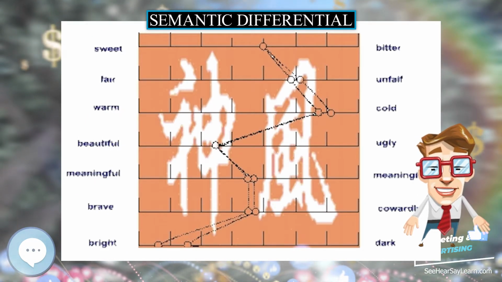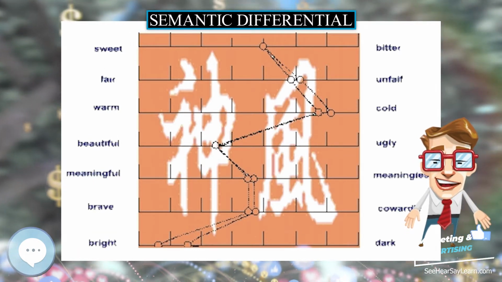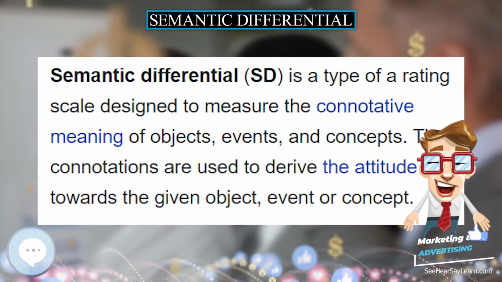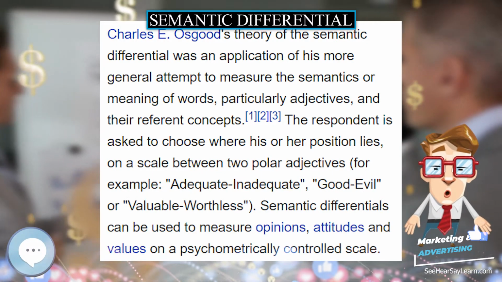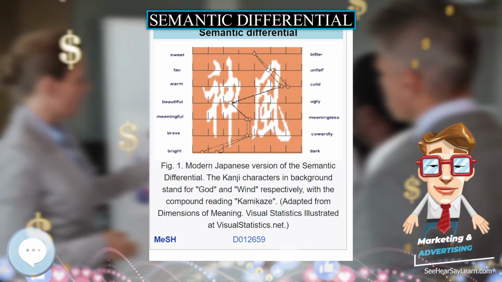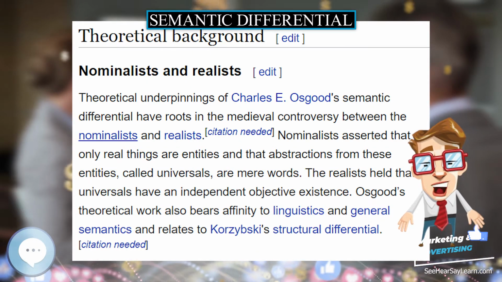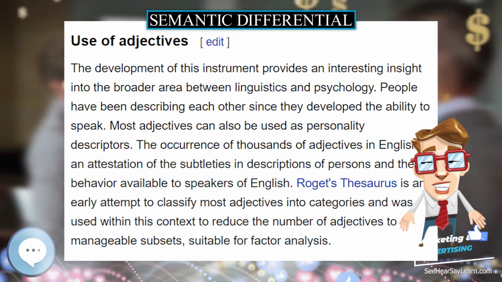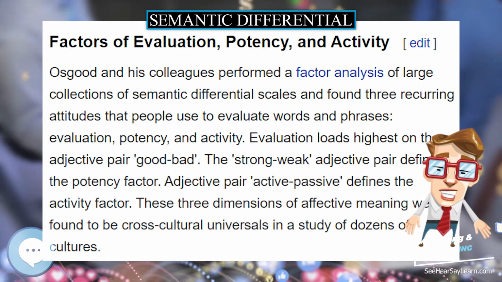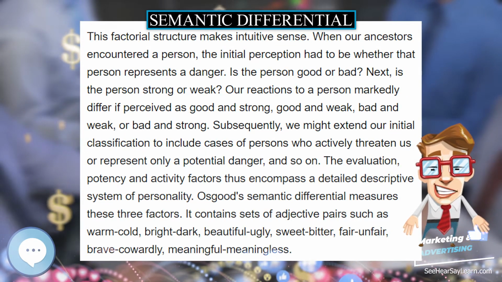Use of adjectives. The development of this instrument provides an interesting insight into the broader area between linguistics and psychology. People have been describing each other since they developed the ability to speak. Most adjectives can also be used as personality descriptors. The occurrence of thousands of adjectives in English is an attestation of the subtleties in descriptions of persons and their behavior available to speakers of English. Roget's thesaurus is an early attempt to classify most adjectives into categories and was used within this context to reduce the number of adjectives to manageable subsets, suitable for factor analysis.